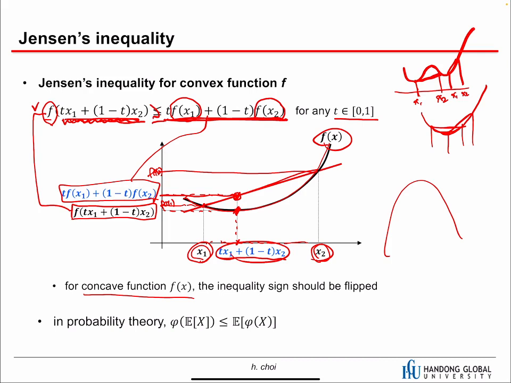And in probability theory, we're going to use this one a lot, like this. This one is a function, and this one is a weighted sum. And this one is a weighted sum, and this one is a function. So when we change the order of this function and expectation, then we have this inequality. So we're going to see this one a lot.